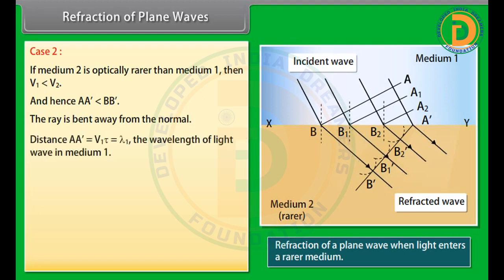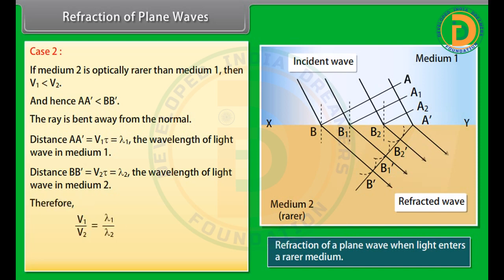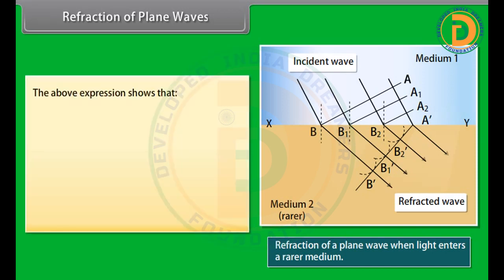Distance AA' is equal to V1 t, which is equal to lambda 1, the wavelength of light wave in medium 1. Distance BB' is equal to V2 t, which is equal to lambda 2, the wavelength of light wave in medium 2. Therefore, V1 by V2 is equal to lambda 1 by lambda 2, or it can be written as V1 by lambda 1 is equal to V2 by lambda 2 is equal to nu. The above expression shows that the frequency of the light wave remains unchanged during refraction.